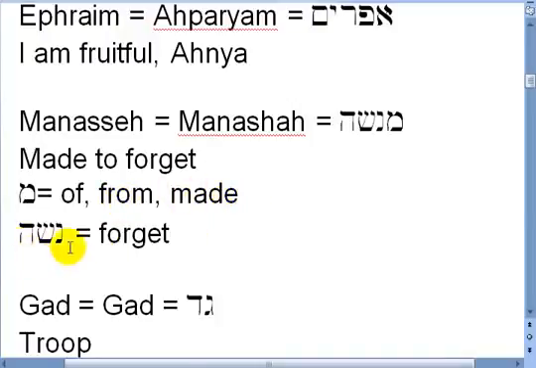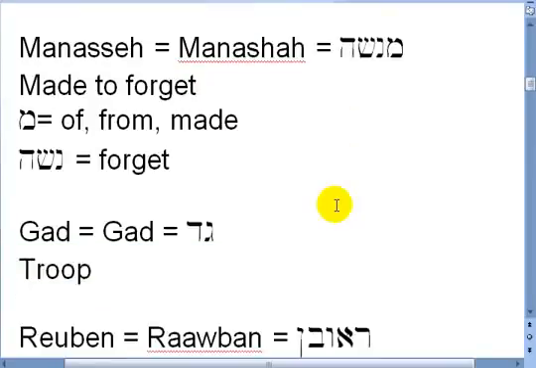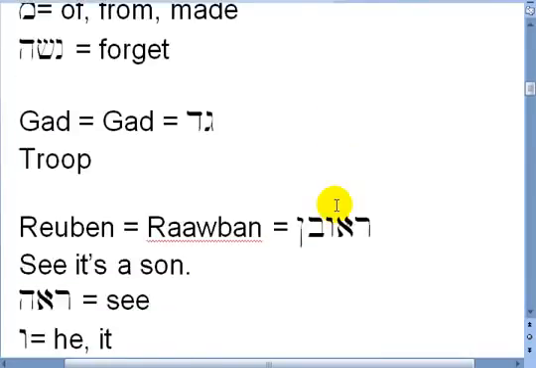And then the nasha at the end of the word here, nasha, is forget, made to forget. That's what the word Manasseh means. Because when Manasseh was born to Joseph, the Lord made Joseph basically forget about all the turmoil he was going through by giving him children in this land, mainly Manasseh. Beginning with Manasseh, should I say.